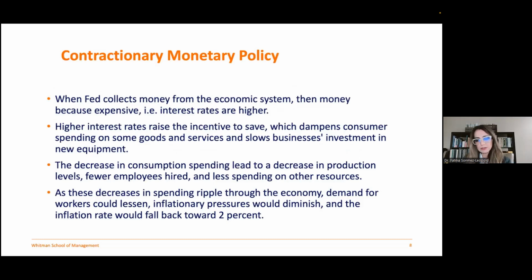The other side of the story, the flip side, is the contractionary monetary policy, where this is a scenario where inflation is high, like we are today, and we are trying to cool down the inflation. We're going to calm down the inflation.